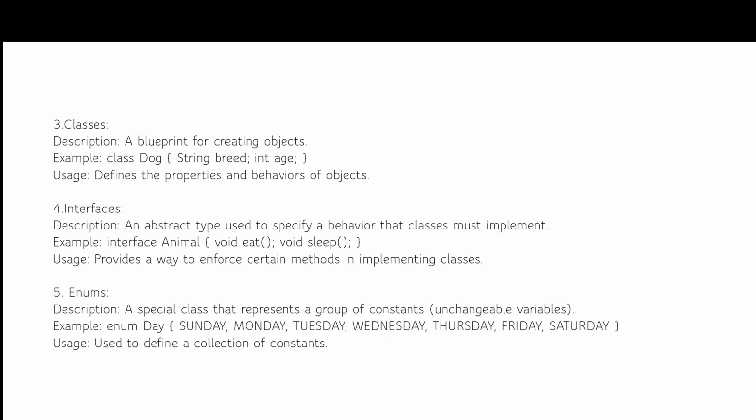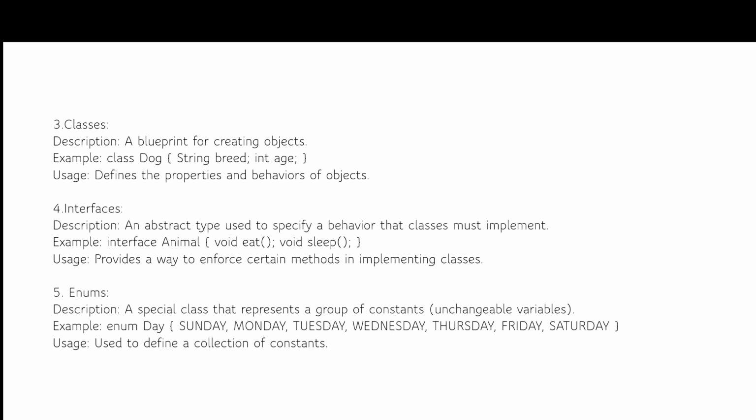An interface in Java is like a contract that classes must follow. Imagine it as a set of rules or guidelines. When a class agrees to follow an interface, it promises to implement certain behaviors defined by that interface. For example, let's say we have an interface called Animal with two behaviors, eat and sleep. It looks like this: interface Animal { void eat(); void sleep(); }.